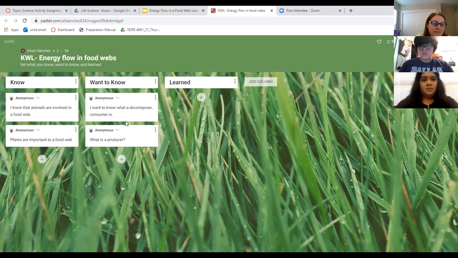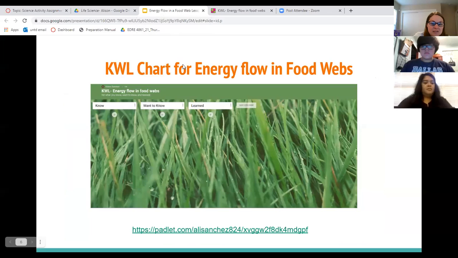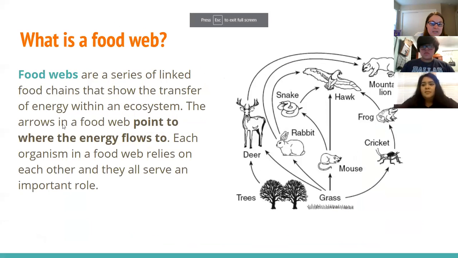Okay, so far I know that animals are involved in a food web. That's absolutely true. You have to have animals in a food web. And then we also know that plants are very, very important to a food web, and we'll talk about why. And we all want to know what a decomposer is, a consumer, and what a producer is. So that's great. We're going to learn all of that today. I'm so excited that we're going to be learning about that today. So let's get back to the presentation.